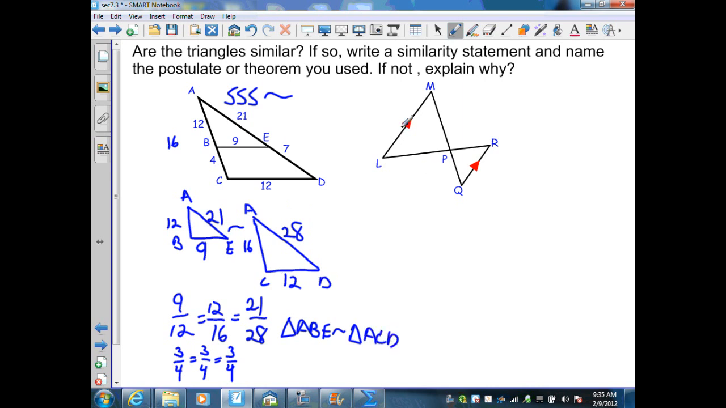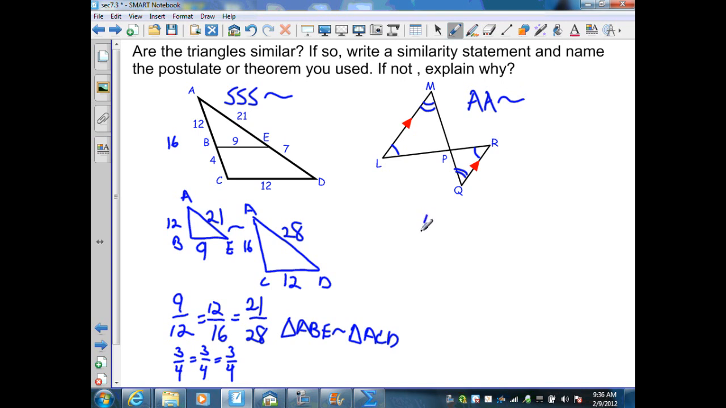On my next diagram, I'm given that two segments are parallel. ML is parallel to RQ. When that's true, I know if two parallel lines are cut by a transversal, then alternate interior angles are congruent. Therefore, angle L is congruent to angle R, and angle M is congruent to angle Q. I also could state that angle MPL is congruent to angle QPR by vertical angle theorem. But I already have two angles congruent, so I know that the triangles are similar by the AA similarity postulate.